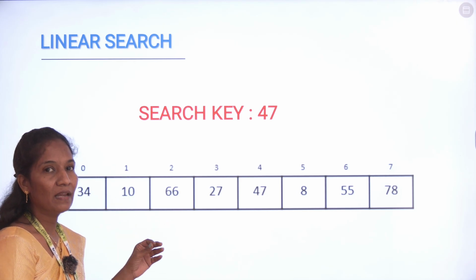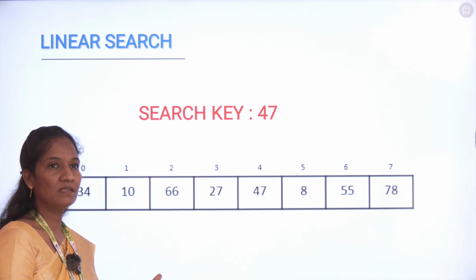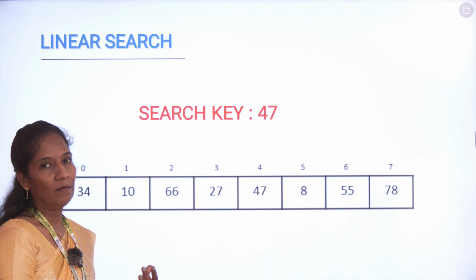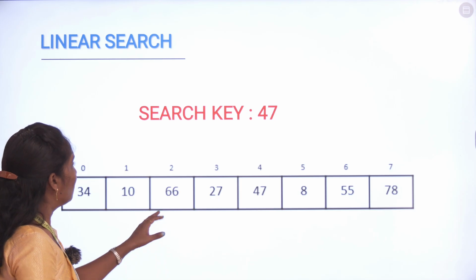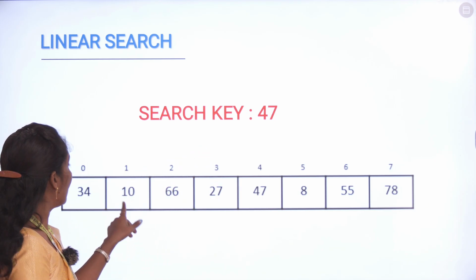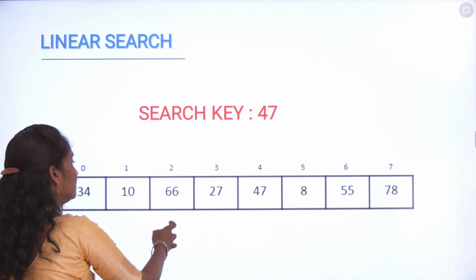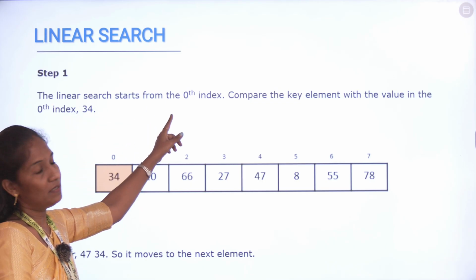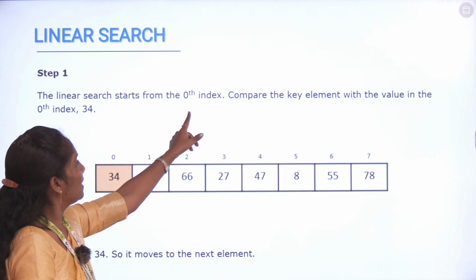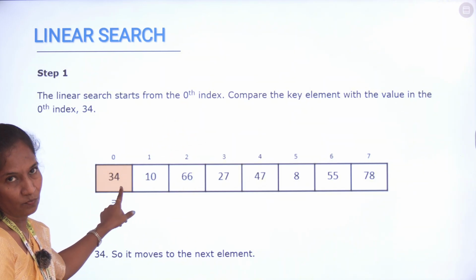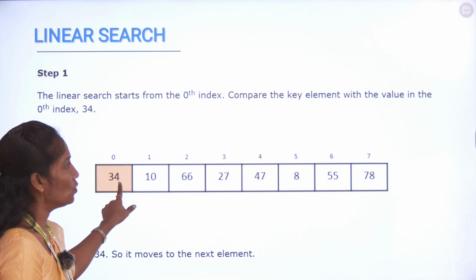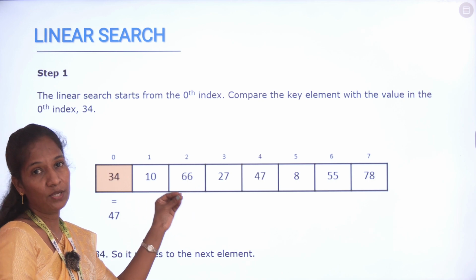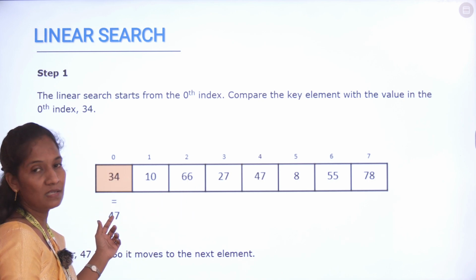In linear search, we can do searching in both sorted data and unsorted data. So here we'll see how the searching works in unsorted data. In step 1, we start the searching from index value 0. Index 0 has the element 34. Now we compare the value at position 0 with the key value we are going to search. The value we are going to search is 47.